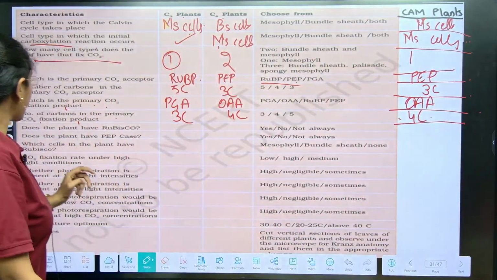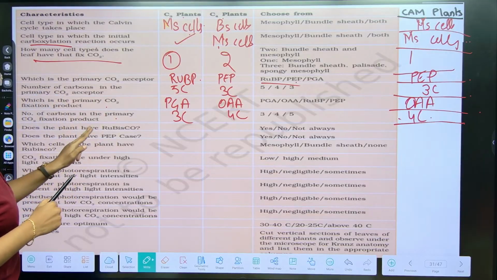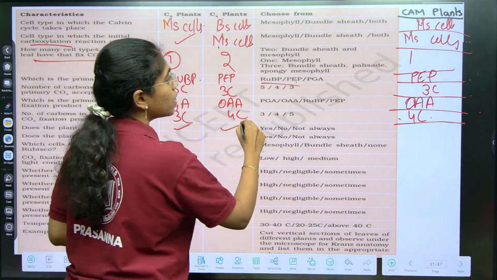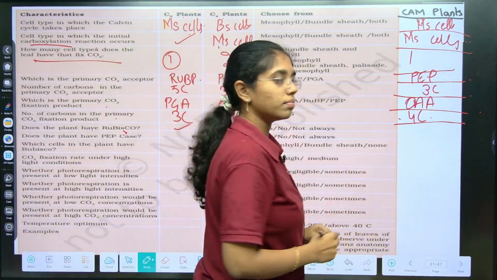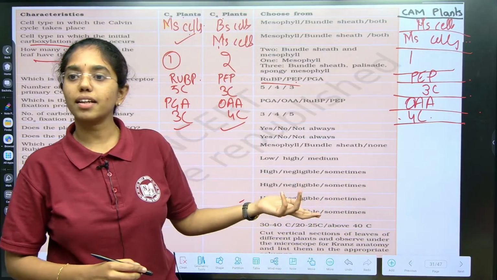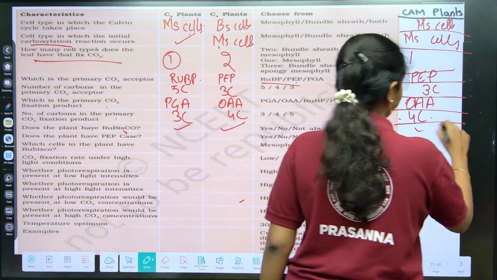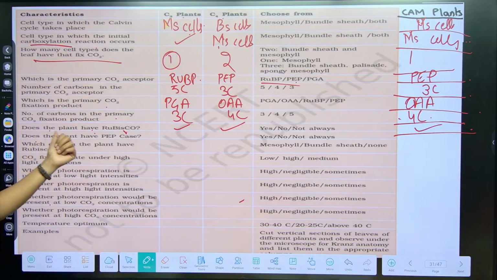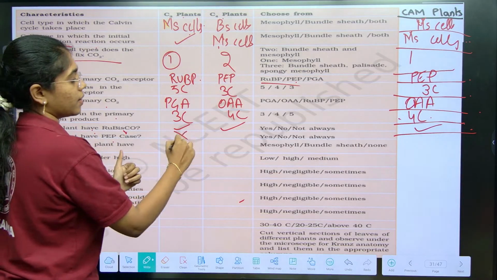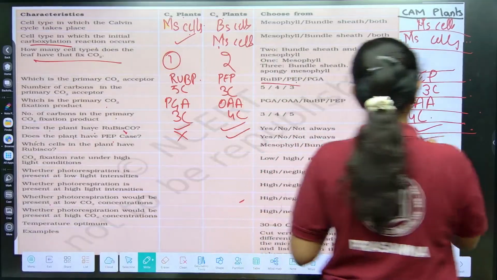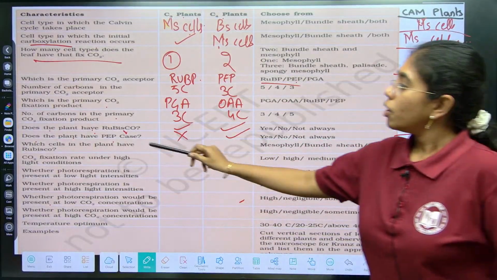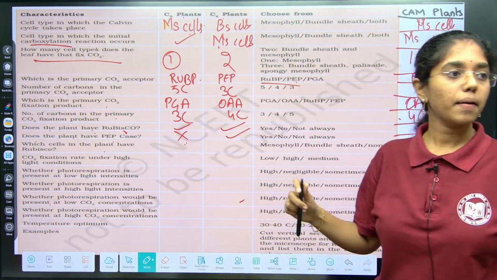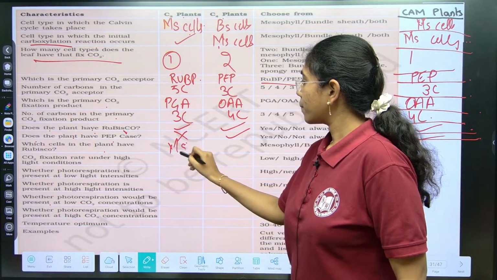Done. Next question to team A. Does the plant have Rubisco in C3 plants? Yes. C4 plants? Yes. CAM plants? Yes. Without Rubisco, how is it running Calvin cycle? Done. Does the plant have PEPcase? No. Yes. Okay. Which cells in the plant have Rubisco? Here, which cells in C3 plants?